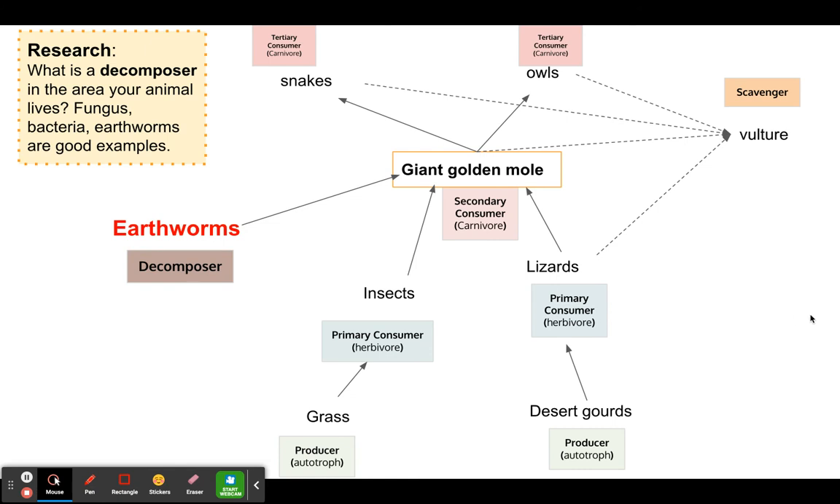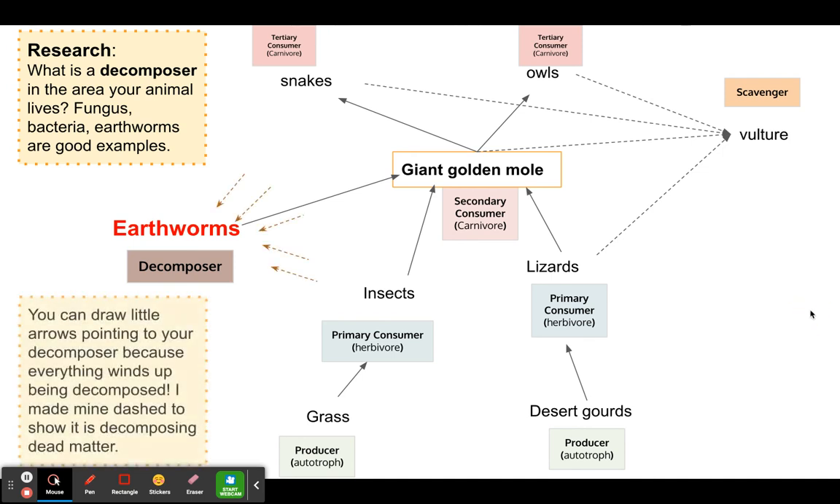Now we need to get a decomposer. Fungus, bacteria, earthworms are all good examples, like mushrooms. I use little dashed lines, and I made them brown just to show that everything is going to wind up decomposing by decomposers. I didn't draw my arrows all the way out to everything. I just kept them short.